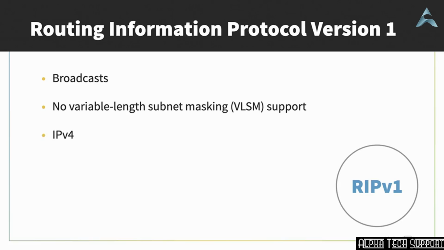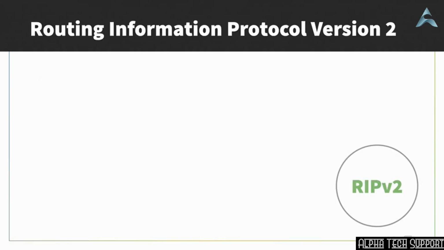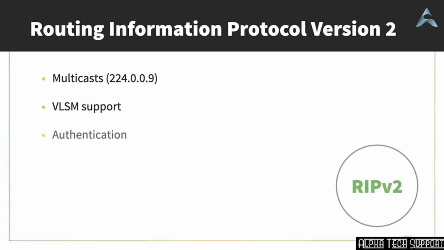Things got a lot better with RIP version 2. Instead of sending out a broadcast to everybody on a subnet, RIP version 2 is going to send its route advertisements to a multicast address of 224.0.0.9, which is going to go only to RIP speaking routers. Version 2 does support variable length subnet masking, so we can advertise a subnet mask of any length, and version 2 adds authentication to prevent somebody from maybe maliciously adding a router to the network and corrupting a routing table.